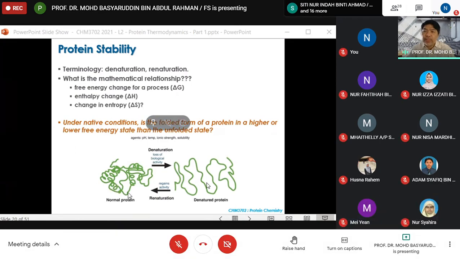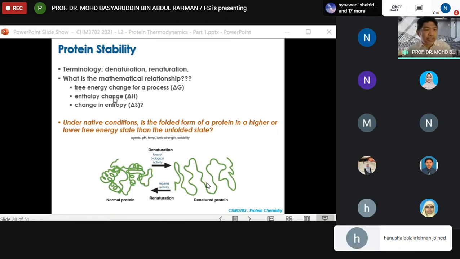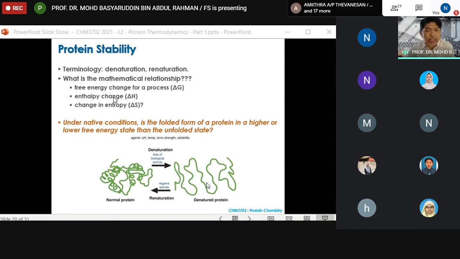So how can we link this phenomenon or this mechanism with the mathematical relationship? That is something that we must always remember. We need to talk about free energy, which is actually delta G. I think in the previous slide I mentioned free energy. So always think about delta G or Gibbs free energy, meaning that there must be some changes inside there.